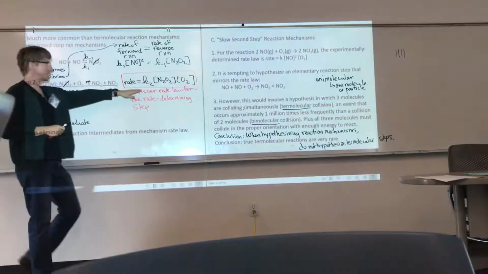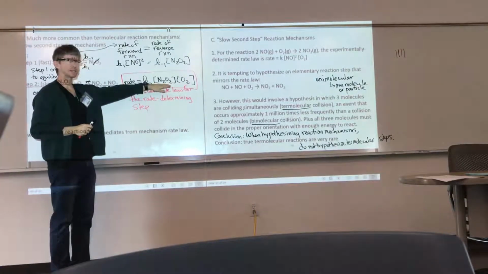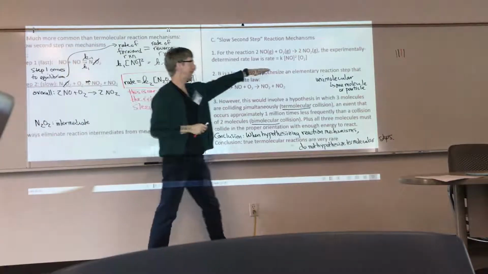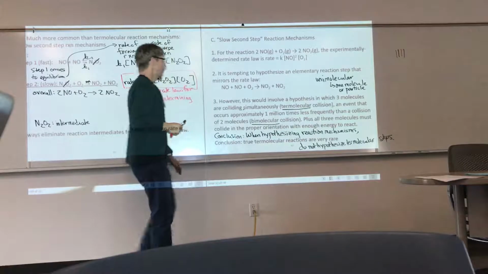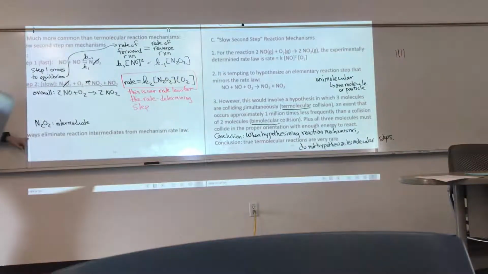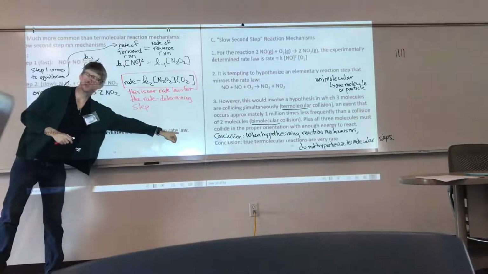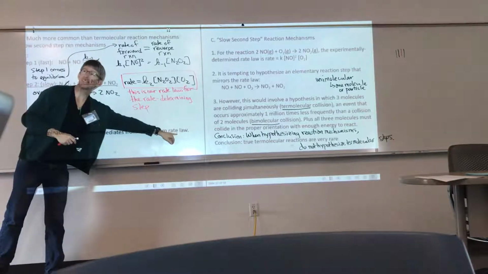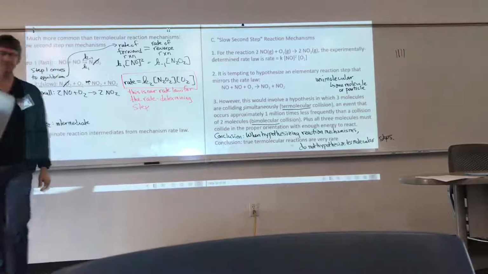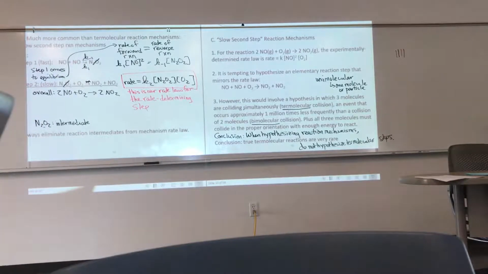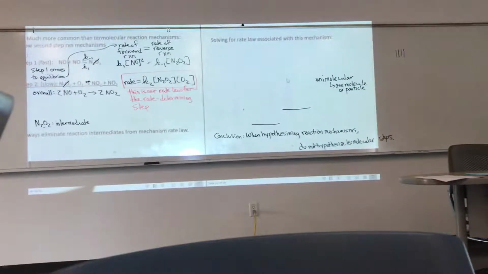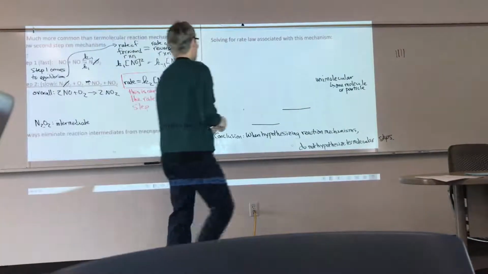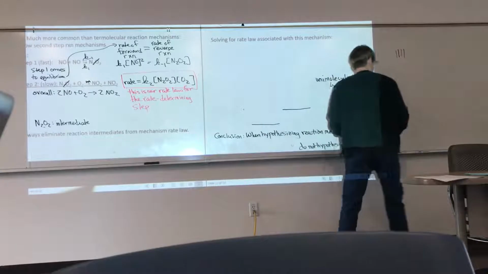Another thing I'll point out is that for our rate determining step, this rate law does not match our experimentally determined rate law yet. And the last thing I'll point out is always eliminate reaction intermediates from the mechanism's rate law, and then see what it looks like. Now we'll solve for the rate law associated with this mechanism.